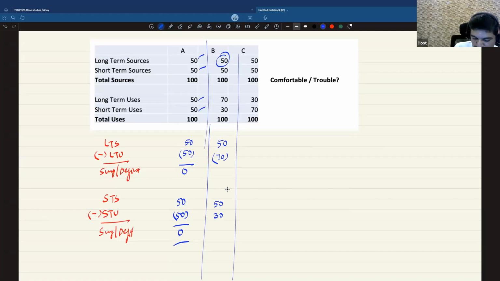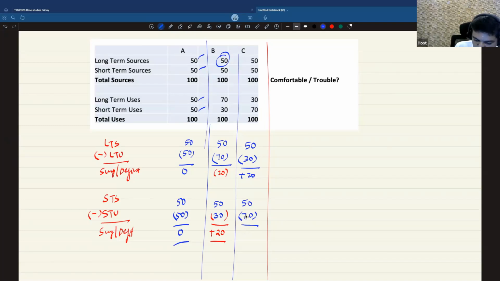So what is happening here? On the long-term front, the long-term source is 50, long-term use is 70. It means they have a deficit of 20. And on the short-term front, their source is larger than the use. It means they have a surplus of 20. And if you look at company C, their long-term source is 50, long-term use is 30 only. It means they have positive 20. And on the short-term front, their short-term source is 50, whereas short-term use is 70. So on the short-term front, they have a negative situation.